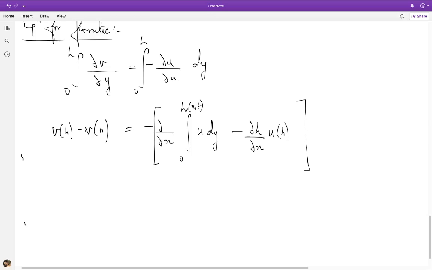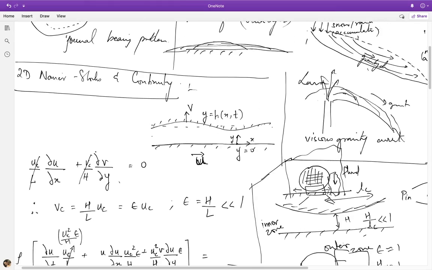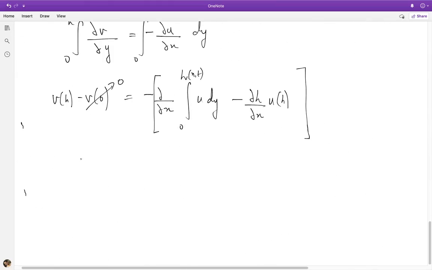Now some simplification is in order. I know that v at the bottom wall is 0, but v at the top wall is capital V, because I allowed the top wall, although it doesn't move horizontally, to move vertically. So I'm going to have capital V equal to minus d/dx of, now what is this integral? This integral is nothing but the flow rate q, and I'll have plus dh/dx times u at the top wall. Now u at the top wall typically is 0, so I could set this to 0 immediately, but in the more general situation I want to show you that you can get the same formula we're about to derive between the flow rate and the gap thickness, even if u at the top wall were non-zero.